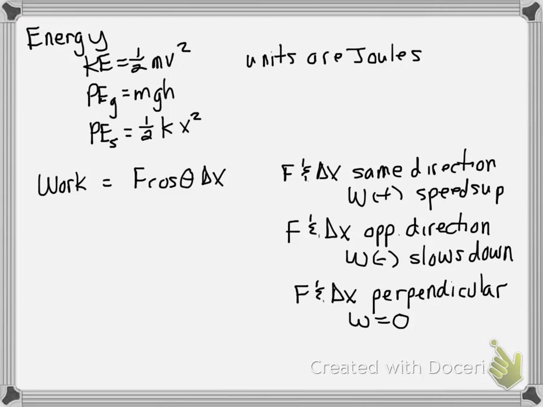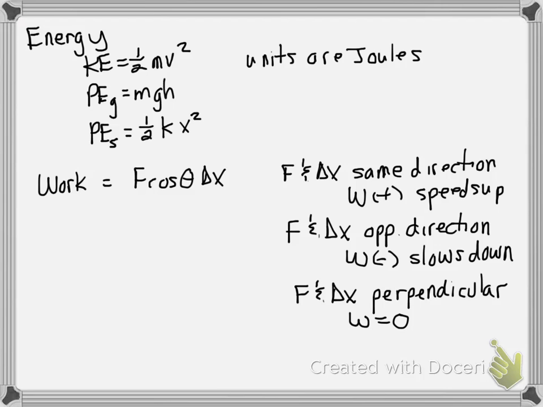If F and delta x are perpendicular to one another, then the work is 0. Oh, sorry, let me go back to the opposite directions there with negative work. Negative work means it's slowing down. So it could be going in the positive direction and slowing down, or going in the negative direction and slowing down. Either way is what you'll get for negative work. Perpendicular means you have 0 work. The angle between them is 90, cosine of 90 is 0. So you have 0 work done if they are perpendicular to each other, a 90-degree angle.